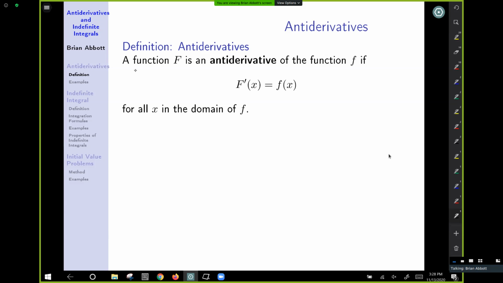A function capital F is an antiderivative of the function little f if capital F's derivative is equal to little f. Wait, little f is the derivative of big F. Please forgive me that brief hiccup.